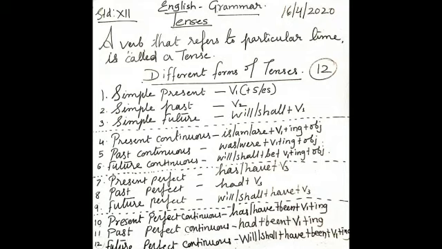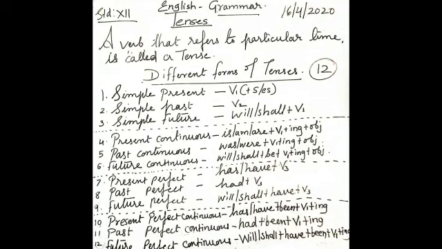Tenses give sense to our speaking and narrating the facts. One cannot learn English unless he or she knows the tenses. So the tenses are very important. Today I am going to share with you the chart of tenses. There are 12 different forms of tenses.